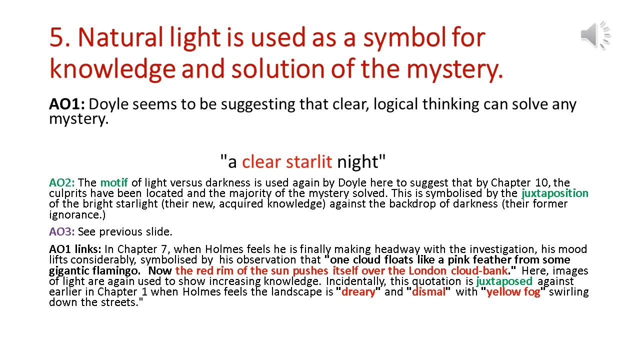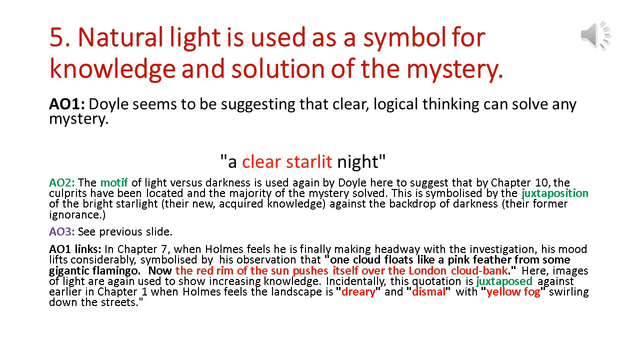Now, obviously that's very different to the fog and gloom that we see earlier in the novella. So here you can see that the motif of light versus darkness is used again to suggest that by this point they know who the culprits are and the majority of the mystery has been solved. And that's symbolised by juxtaposing the bright starlight, which is a metaphor for their newly acquired knowledge on the case, against this backdrop of darkness. So previously they were in the dark, they had no knowledge, they were ignorant of what had happened, and now they have gained lots of knowledge, and that's represented by this bright starlight.